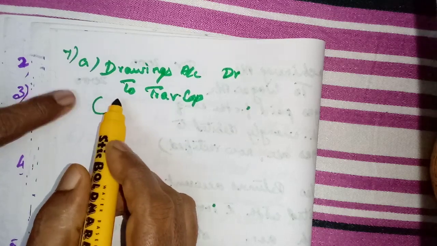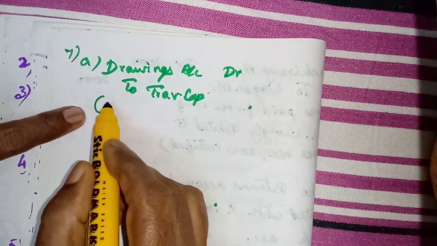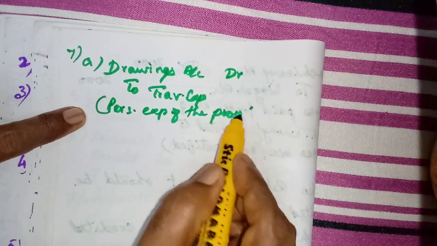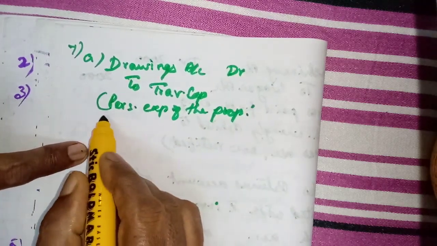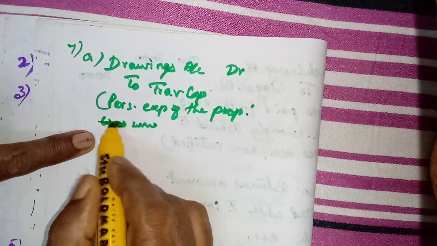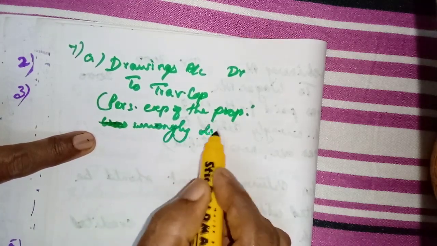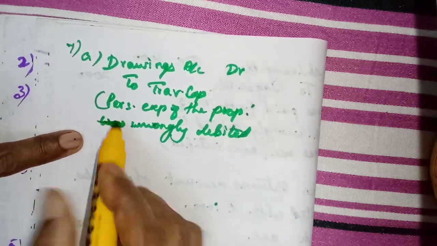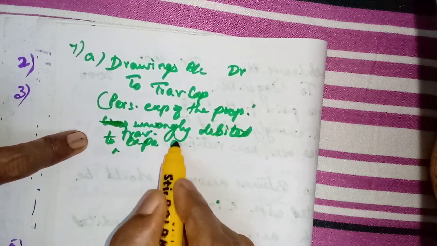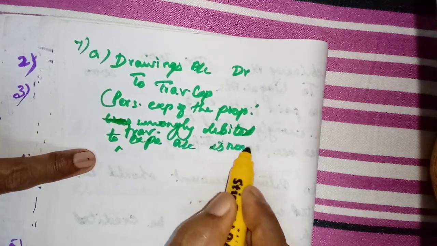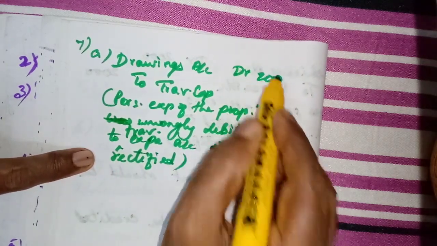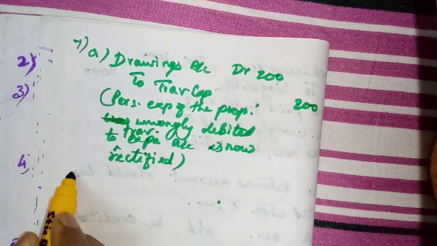Then you should write the narration: personal expense of the proprietor, wrongly debited to traveling expense account, is now rectified. Amount 200.